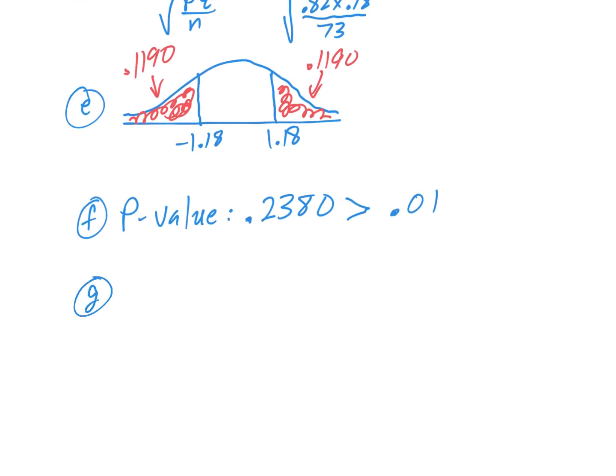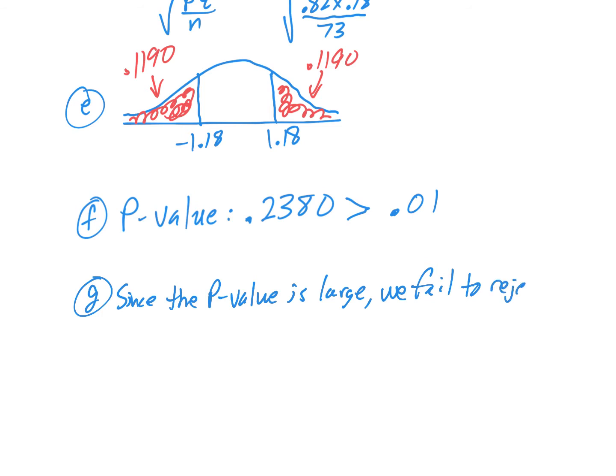Question G. I'm going to ask in basically layman's terms, what does that mean? And it looks like this. You will write, since the p-value is large, because that greater than means large, comma, we fail to reject H naught. Now please understand, when you have the word large, you will have the words fail to reject.